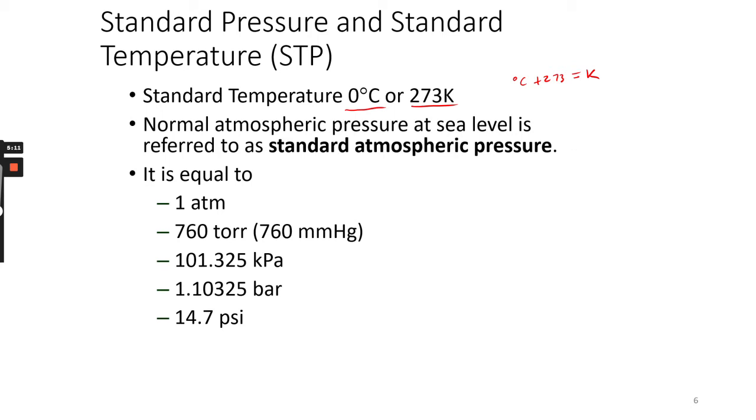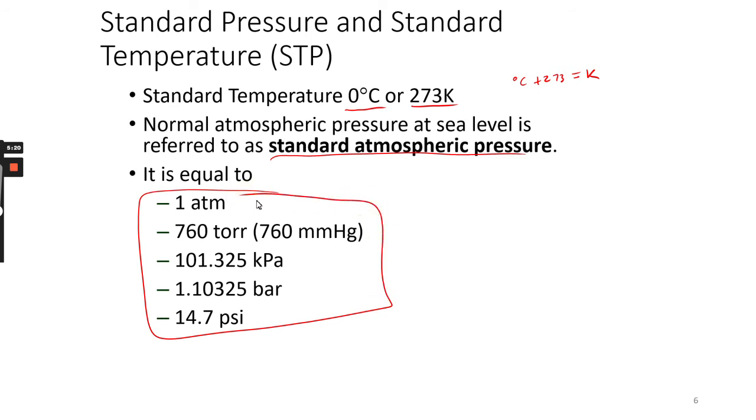Normal atmospheric pressure at sea level is referred to as your standard atmospheric pressure, and that is equal to any of these pressures with these units. Notice how many different pressure units there are.